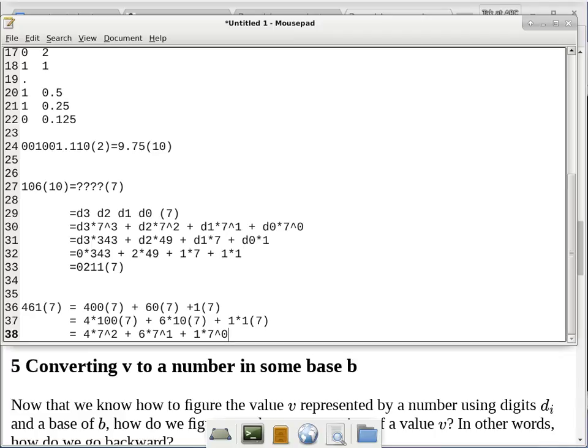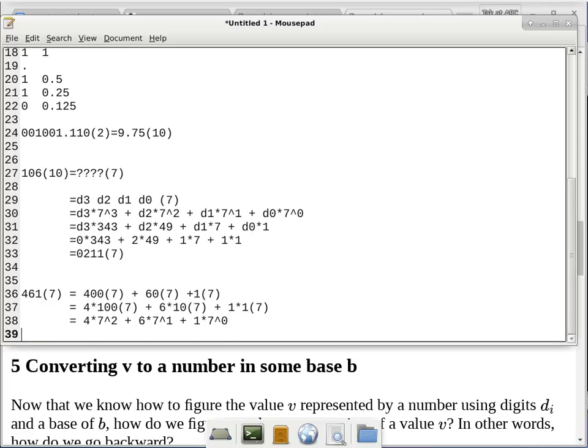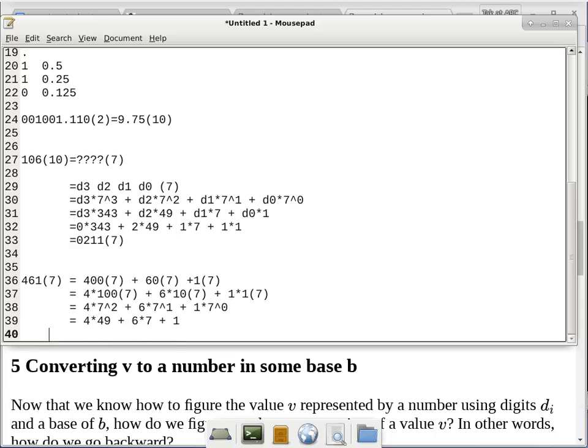All right. So right now, we don't have any base 7 numbers left. Okay? All of these are base 10 numbers. Okay? Because you cannot write 7 as a single digit in base 7. Just like in base 10, we do not have a single digit to represent the quantity of 10. Okay? All right. So it is now just 4 times 49, because 7 squared is 49, plus 6 times 7 plus 1.